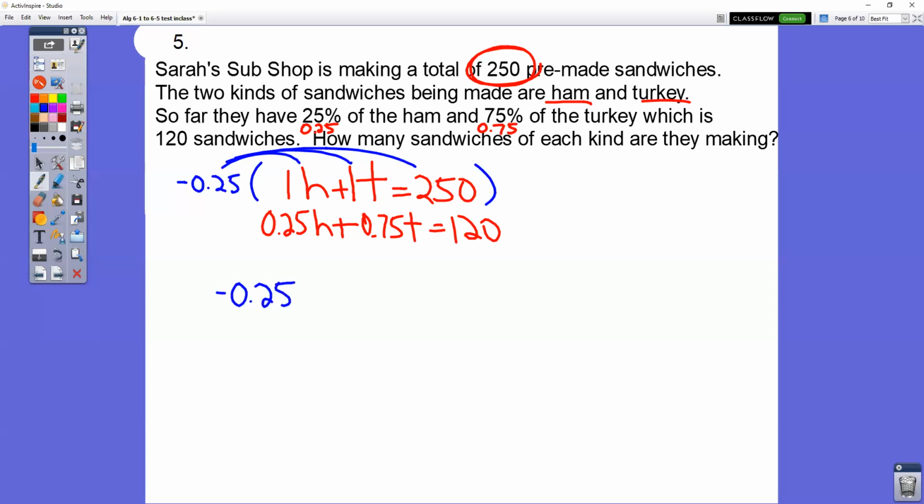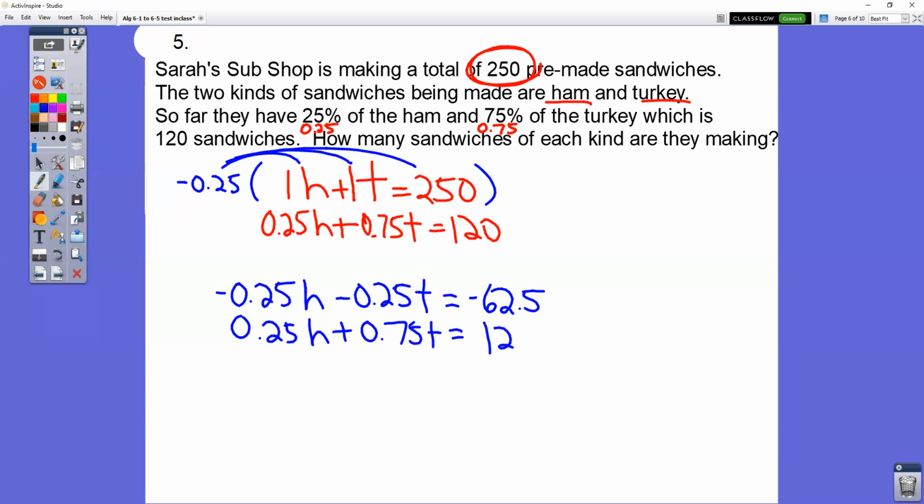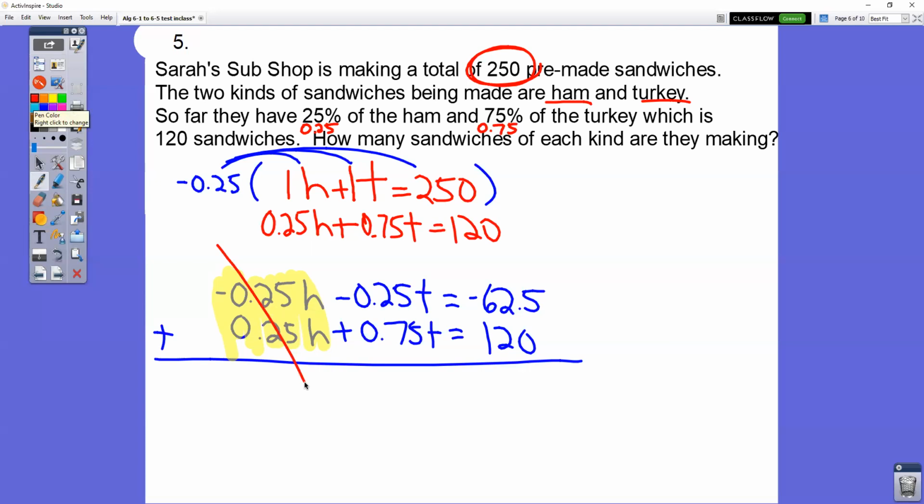If you do it my way, you would have negative 0.25 times 1H, which is negative 0.25H. Negative 0.25 times 1T is minus 0.25T. Negative 0.25 times 250 is negative 62.5. All I'm going to do with the second equation is just recopy it. I'm not touching the second equation at all. So now I have my opposites with my H's. So when I go to add going down to solve the rest of it, those H's will cancel out.